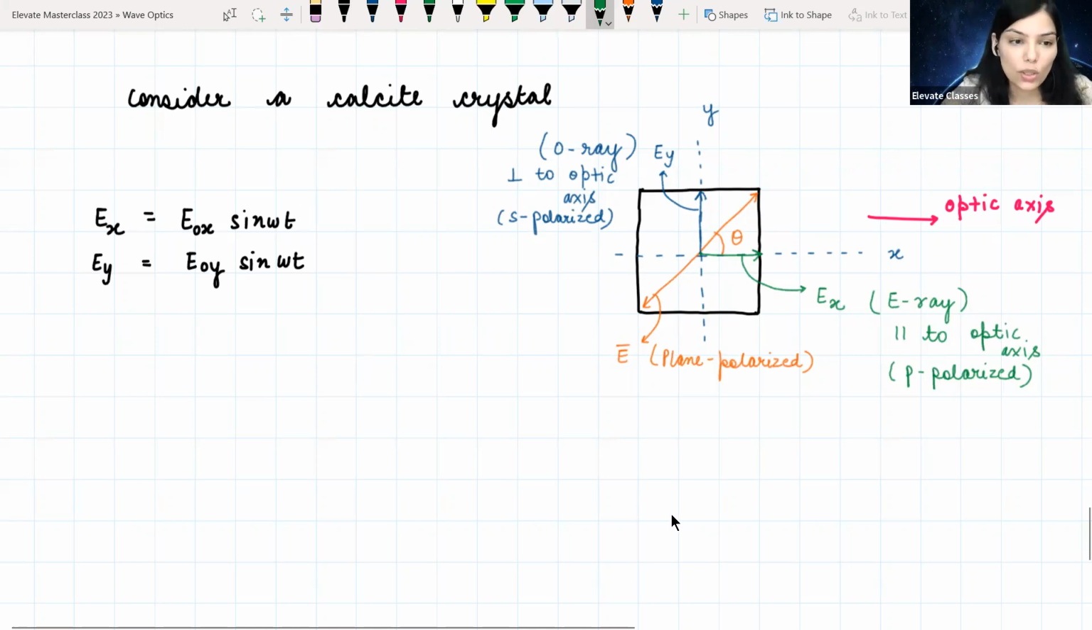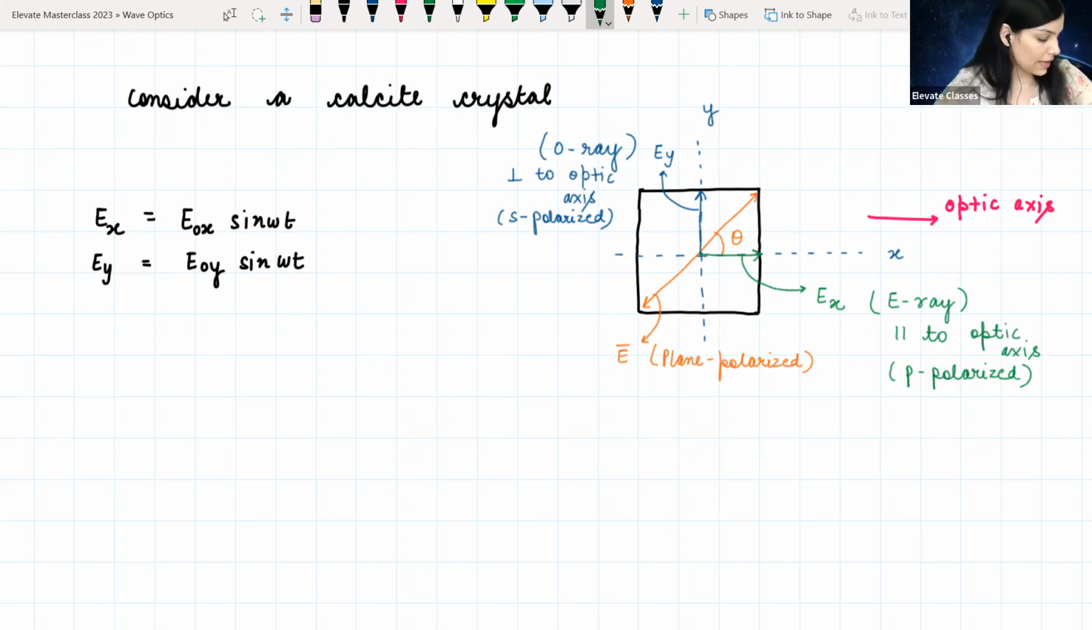Okay, so now I have an O ray which is S polarized. So you only remember that it is perpendicular to the optic axis. The E ray is sort of, the electric field is vibrating parallel to the optic axis.